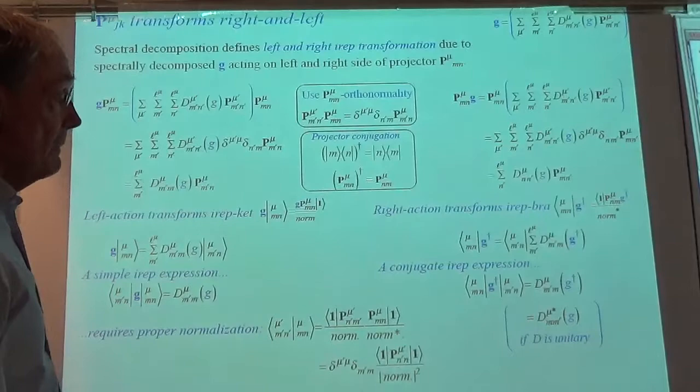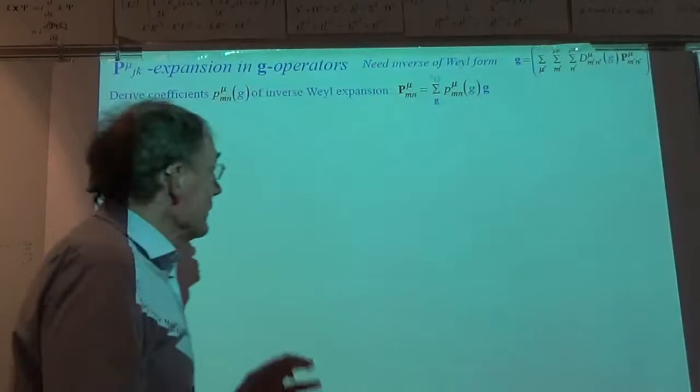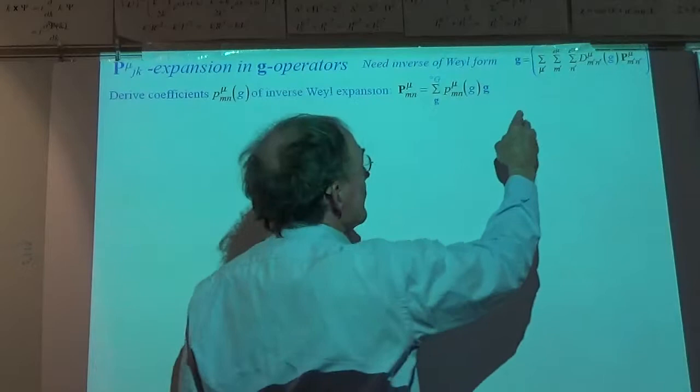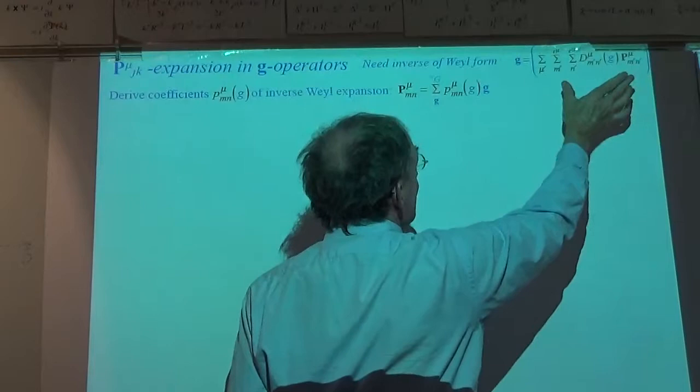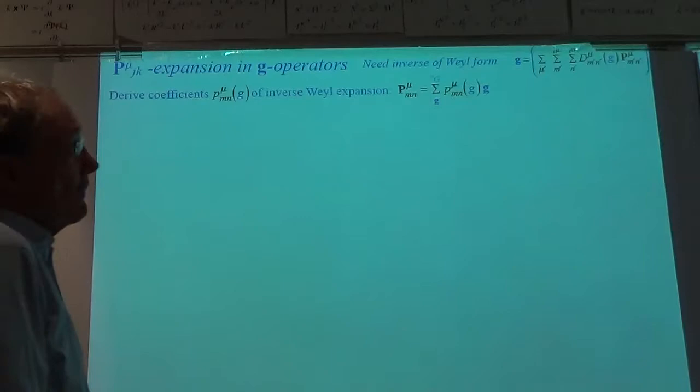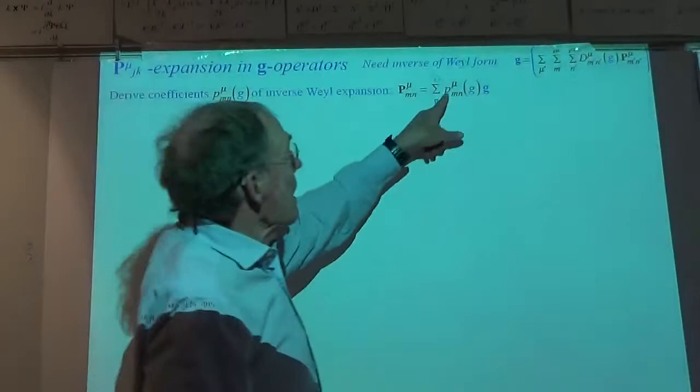Okay, now the expansion. How do we invert this relationship? Okay, that's an important thing. What are the coefficients of the G operator in P? We know the coefficients of the P operator is just D with the same quantum numbers in exactly the same position. No funny coefficients or anything. It's just bang. This is a generalization spectral decomposition of every group operator. But I want to know the projectors in terms of the group operators as a formula. So I need to derive these little p mu mn coefficients.